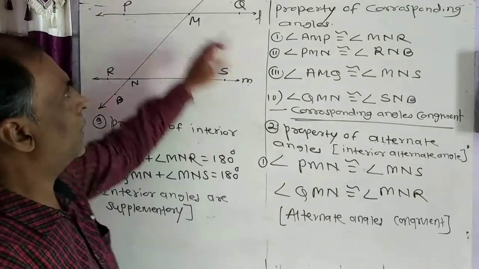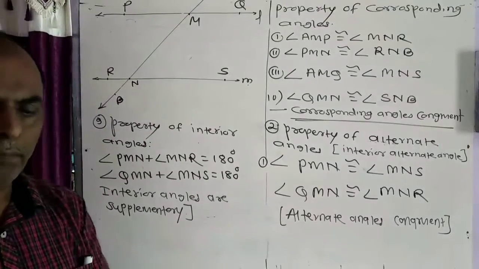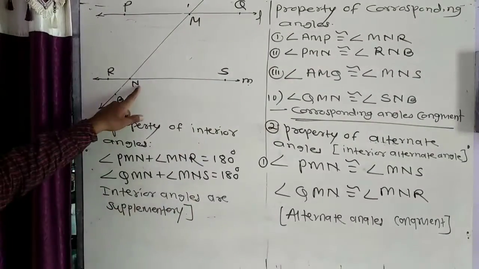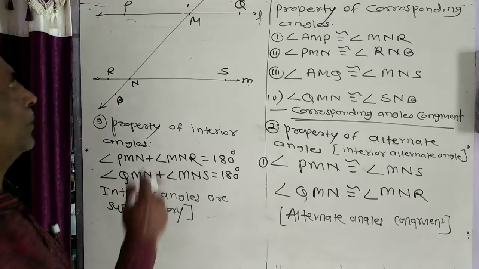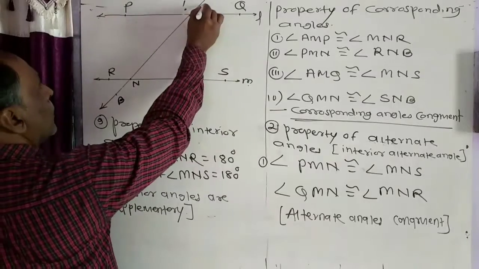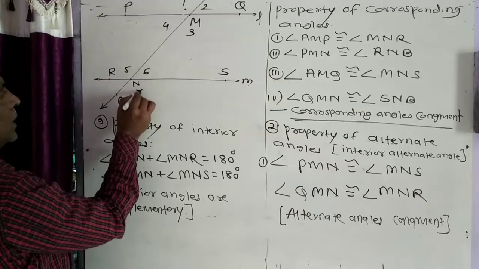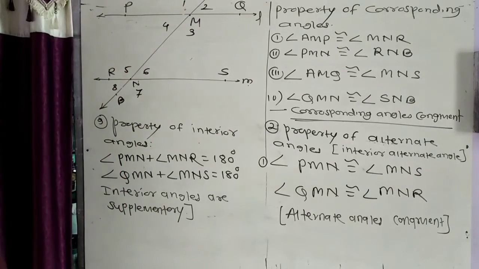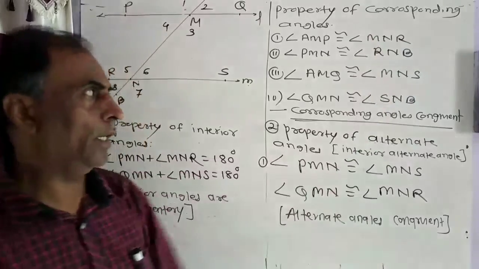So we have written the first pair, suppose angle AMP, this is the first angle and it is congruent to angle MNR. So suppose we have numbered the angles 1, 2, 3, 4, 5, 6, 7 and 8. Then we have written 1 and 5. So this is the first pair of the corresponding angles. So they are congruent, meaning angle AMP is congruent to angle MNR.